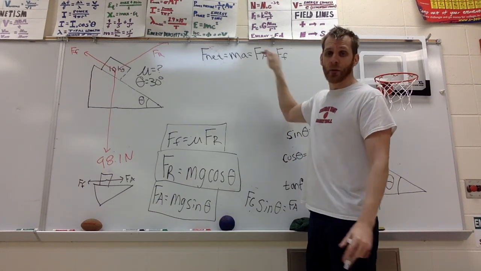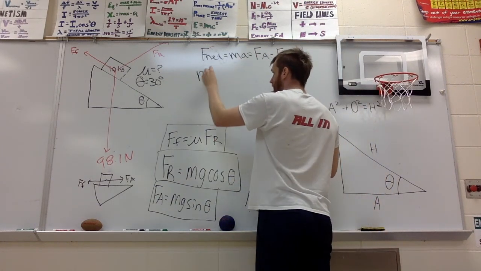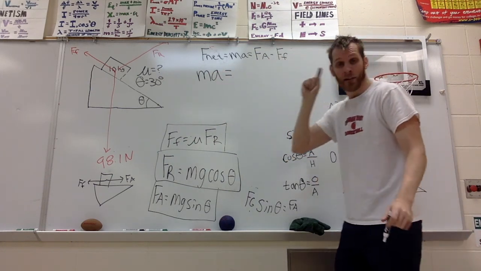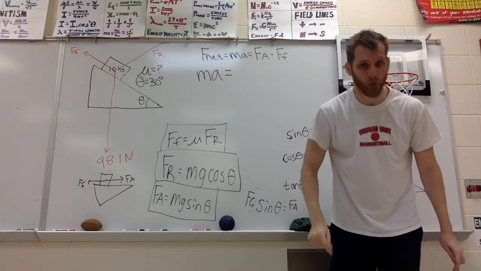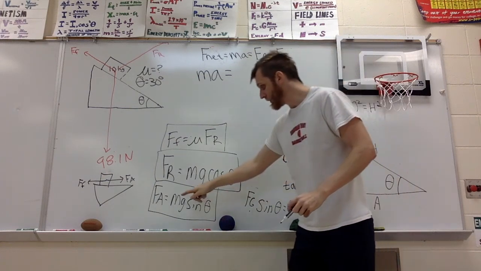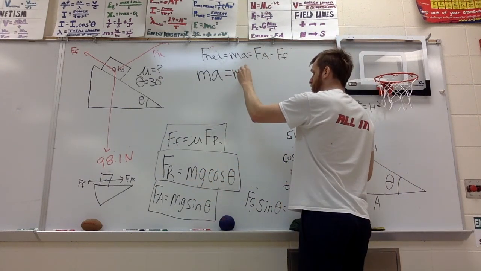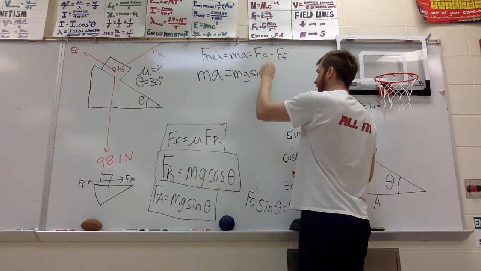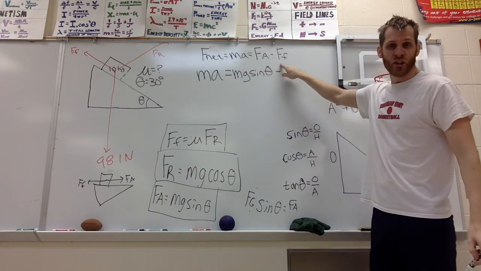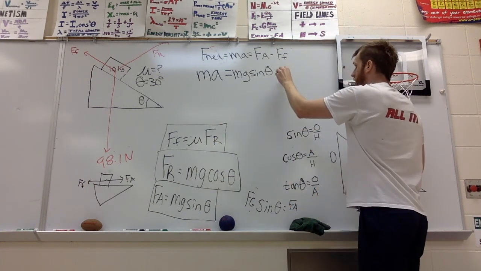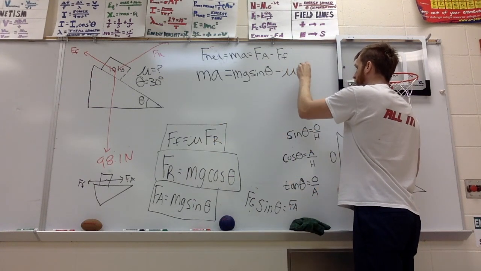F net equals ma equals your applied force, which we know an equation for. So be more specific here. Applied force is mg sine theta, minus frictional force. Frictional force is coefficient of friction times reaction force.